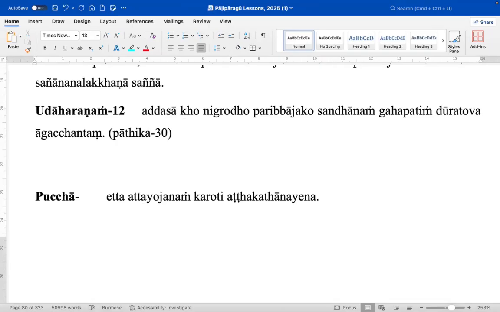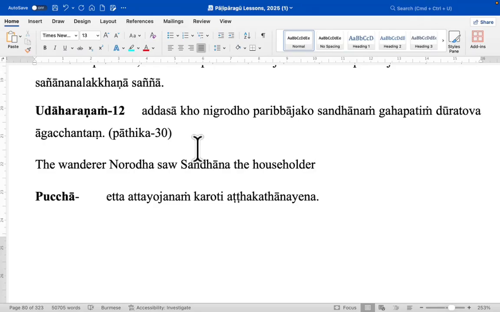The meaning is: the Nirodo Bribajako, the mendicant, the wanderer, Niroda, saw Santana, the householder, Duratowa, from afar, from a distant place, Santana, the householder coming.